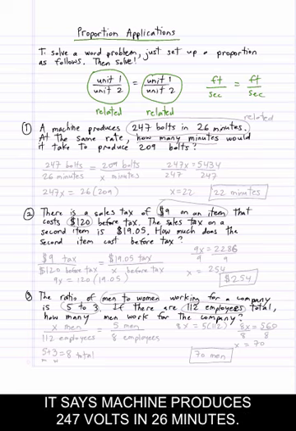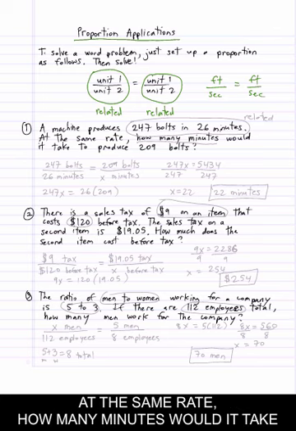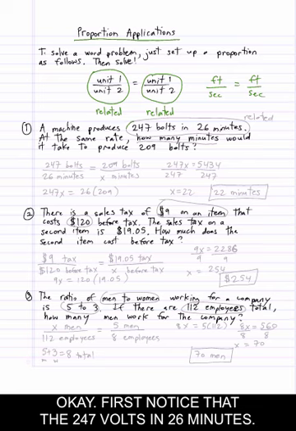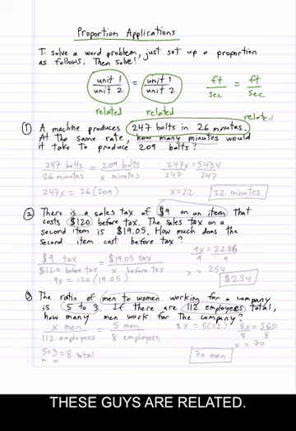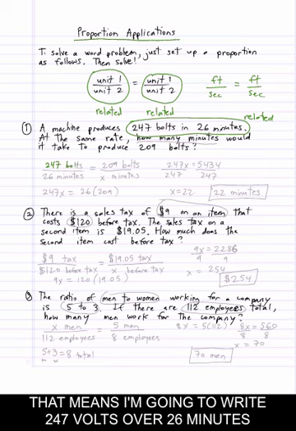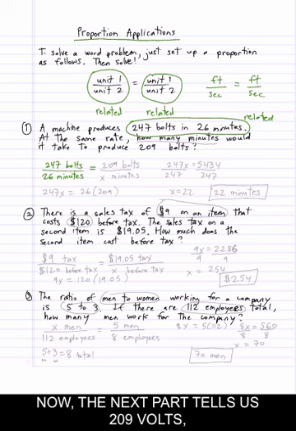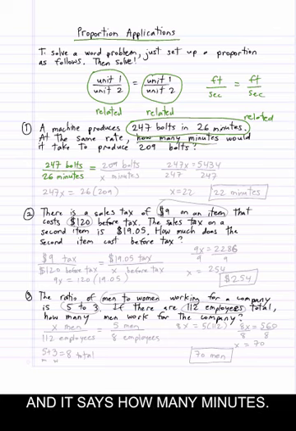It says a machine produces 247 bolts in 26 minutes. At the same rate, how many minutes would it take to produce 209 bolts? First notice that the 247 bolts in 26 minutes are related. That means I'm going to write 247 bolts over 26 minutes in the same fraction equals. Now the next part tells us 209 bolts, and it says how many minutes.